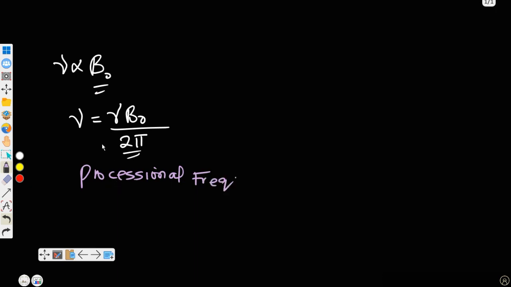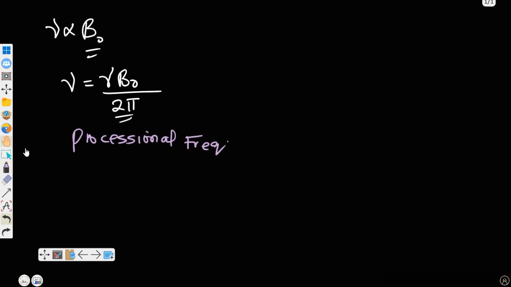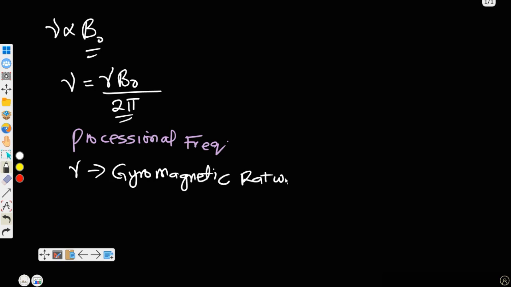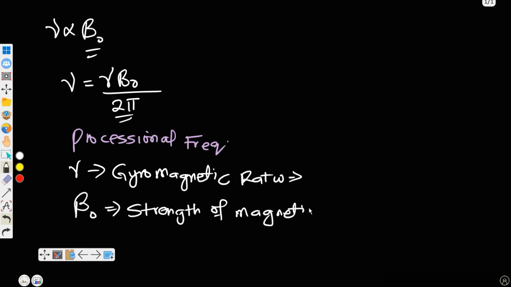Alright? Like I told you, the precessional frequency is equal to this gamma sign. The gamma sign means gyromagnetic ratio. And we are going to explain what the gyromagnetic ratio is later. And then B0 is the strength of the magnetic field.